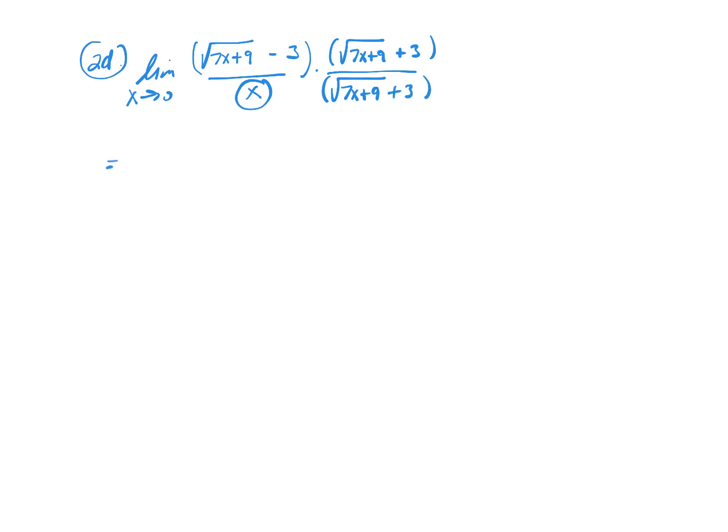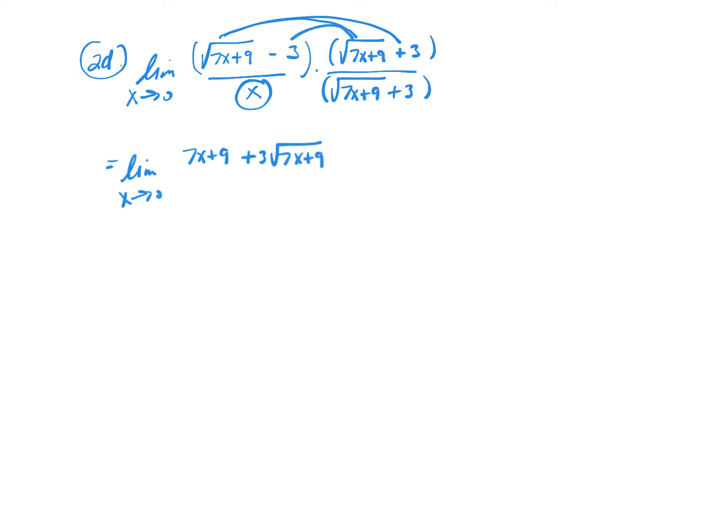Okay, so we'll write the limit, keep that limit notation. In the numerator, when you multiply those conjugates together, the square root of 7x plus 9 times itself gives you 7x plus 9. The outside would give us positive 3 square root of 7x plus 9.